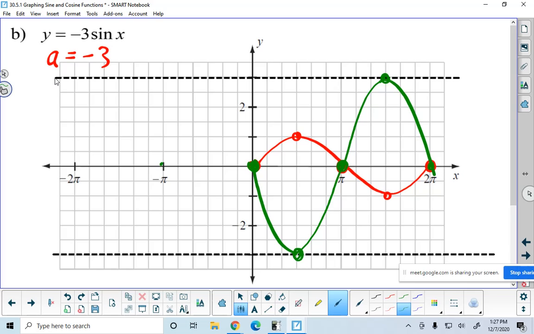You don't have to draw in another cycle. I just feel as though if I don't, it may not look right to some people. So the green graph is the answer to the question in terms of the graph.